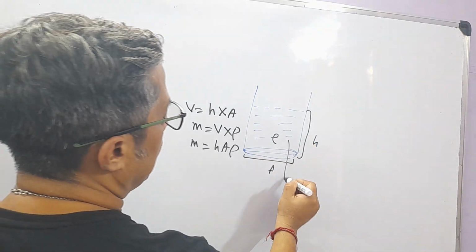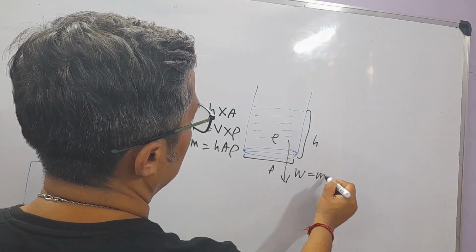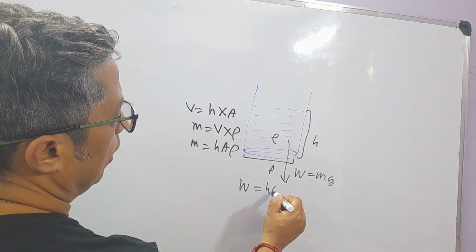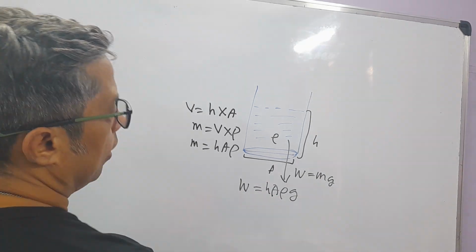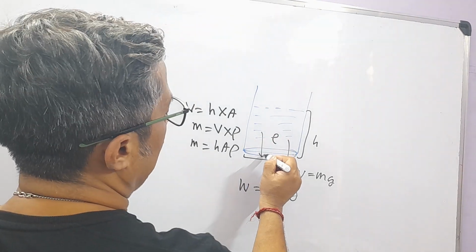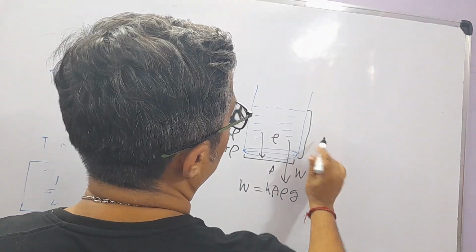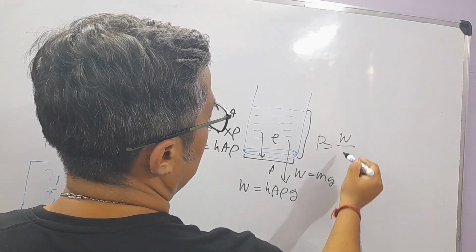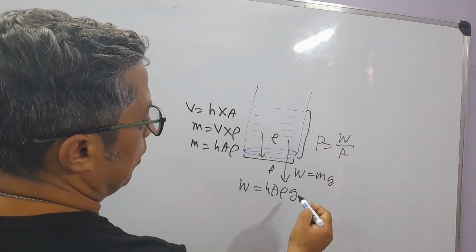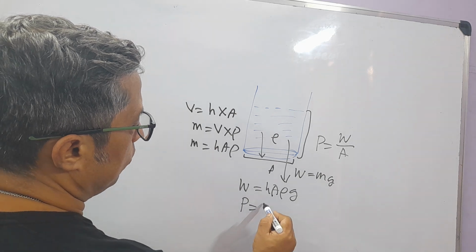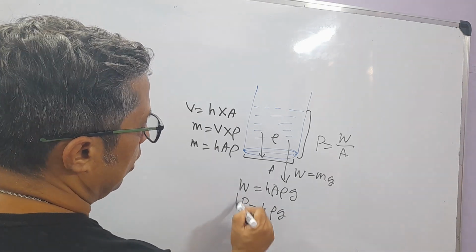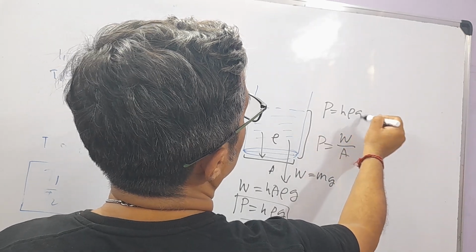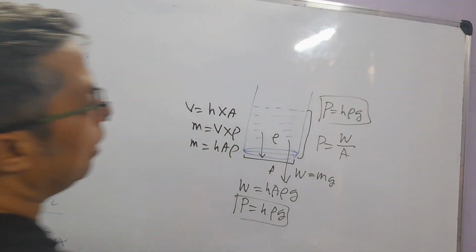Now what will be the weight acting downward? W is equal to mg. So weight will be equal to h A rho g, right? Now the pressure acting at this position will be P is equal to thrust by area. Thrust is the weight, divided by this area. So that gives P is equal to h rho g. Let me write it here. So this is the liquid pressure.